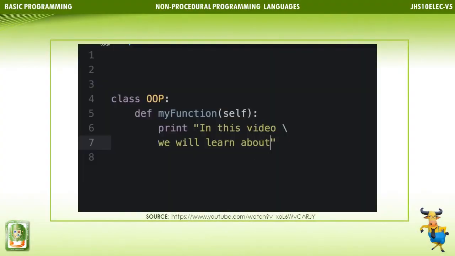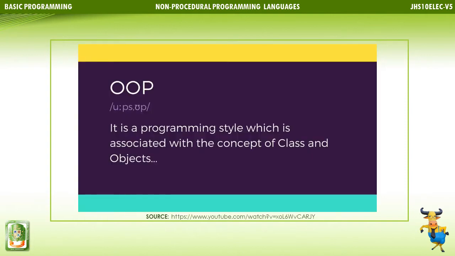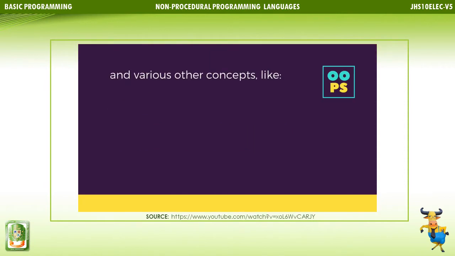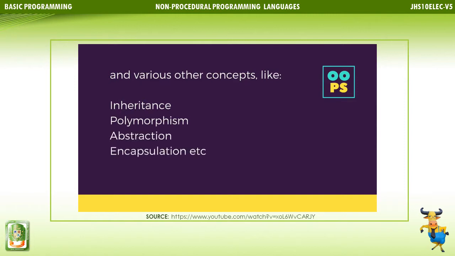The Object-Oriented Programming. Object-Oriented Programming, or OOP, is a widely used concept in programming, and almost all the modern languages except C language follow the OOP principle. It is a programming style that is associated with the concept of class, objects, and various other concepts revolving around these two, like inheritance, polymorphism, abstraction, encapsulation, etc.